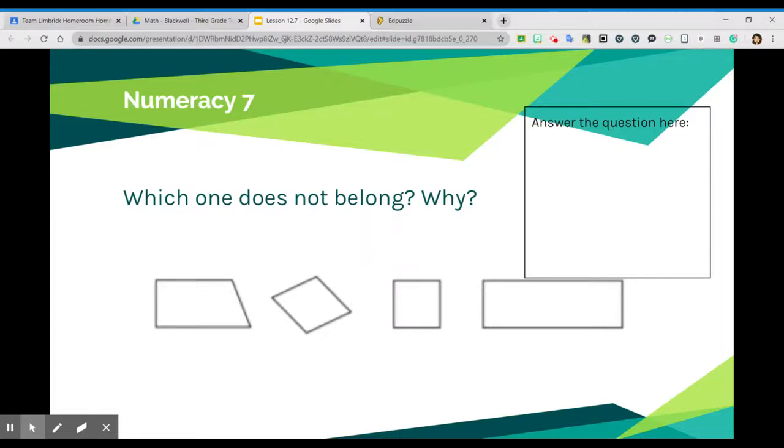You're going to go ahead and stay in the slides to complete this numeracy activity. You're going to identify which quadrilateral does not belong and why. You'll type your answer in the box at the top.